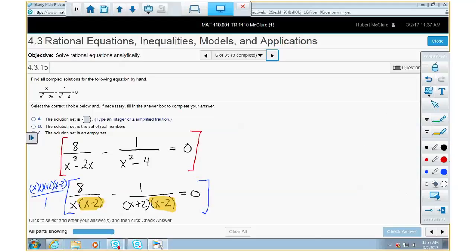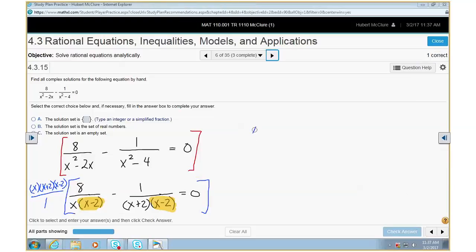Now, I realize that some of y'all don't like to write extra steps, but like I said, if you're not good at this, then you need to learn.